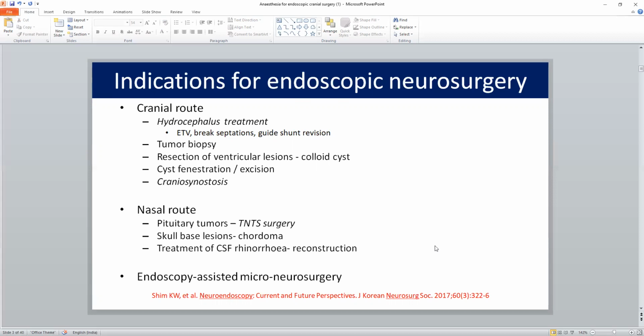The next route that is used for approaching lesions is the nasal route, and the most common intervention is the transnasal transsphenoidal approach for removal of pituitary tumors. Some other skull base lesions such as chordoma can also be excised or decompressed using the nasal route. Lastly, reconstruction of the defect in the skull base, which leads to CSF rhinorrhea, can also be achieved by performing endoscopic surgery.